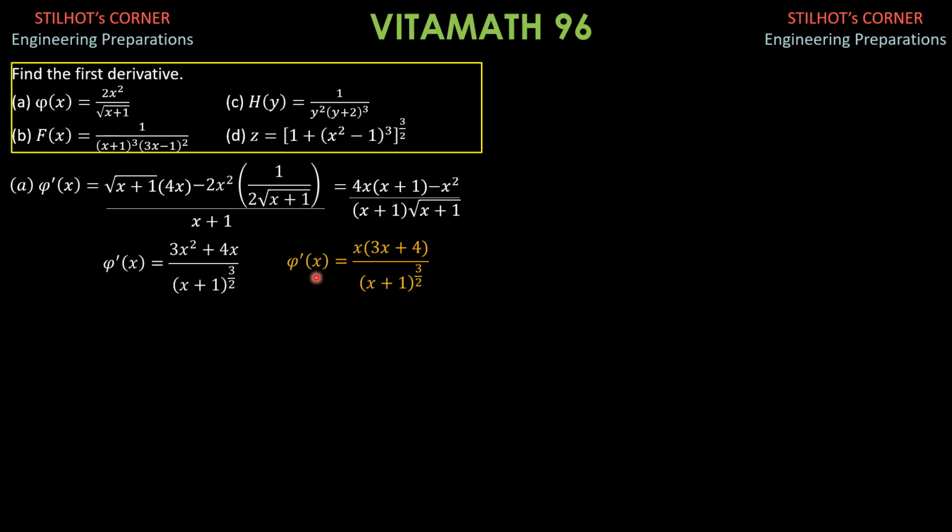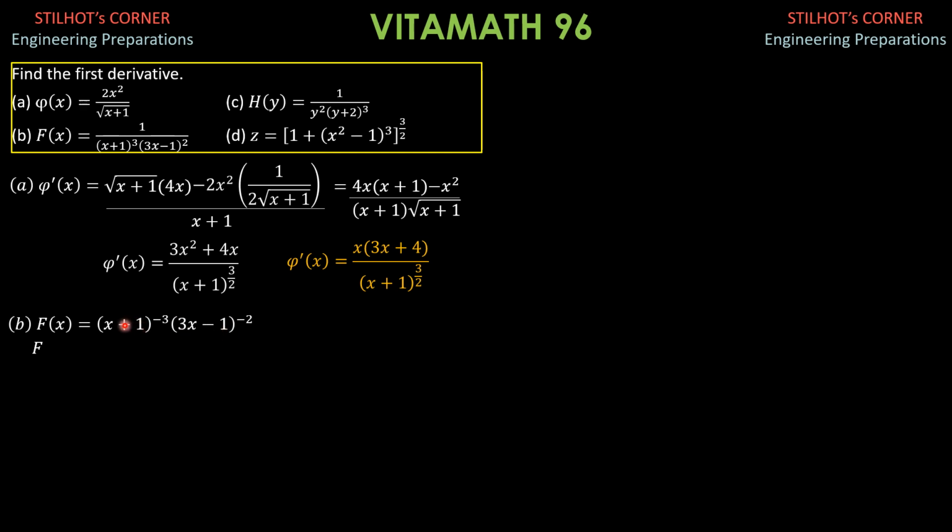You may have the answer also as x times 3x plus 4, then quantity x plus 1 to the negative 3 halves if you want. That's also acceptable. For part B, we first rewrite this into quantity x plus 1 to the negative 3 times quantity 3x minus 1 to the negative 2, and we apply derivative of product here. So f prime of x is first times derivative of second plus second times derivative of first.